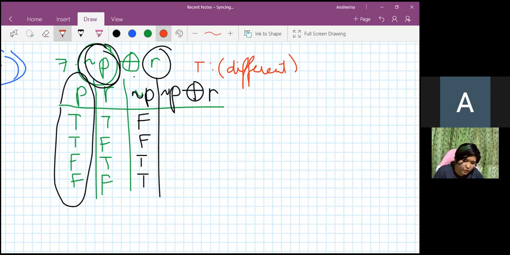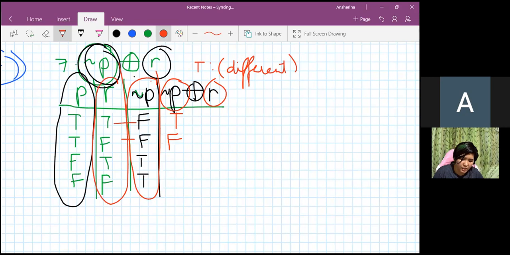Anong titingnan natin? Itong not P. Tingnan natin kung magkaiba. Magkaiba? Yes. Magkaiba? Hindi. Magkaiba? Hindi. Magkaiba? Yes. Okay? So, that's it. I hope that you were able to understand. Now, after this one, I guess you may try redoing your work para mas maintindihan kung paano natin ginawa ang process. Okay, so let's try to continue our lesson.